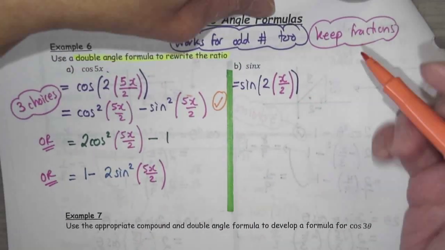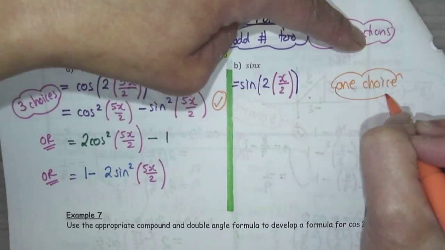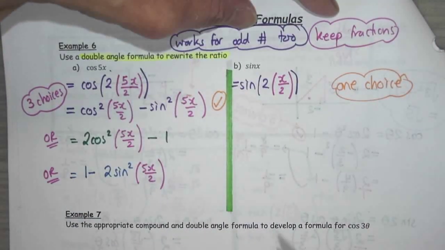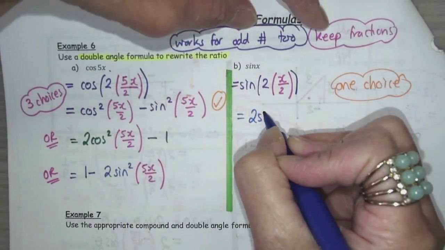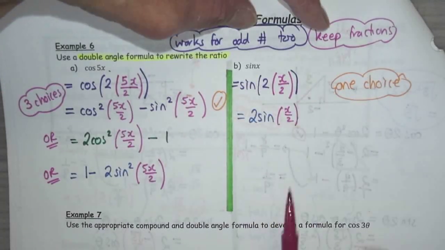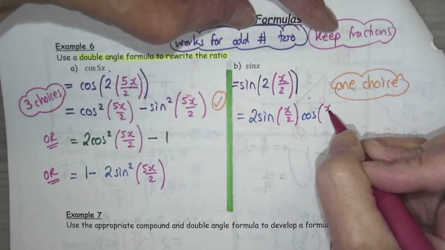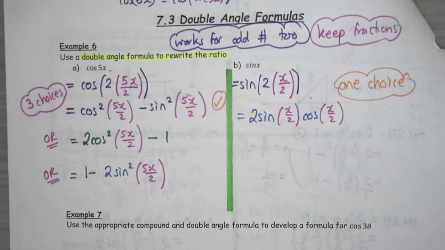So this one has one choice. There's no other choice. There's one formula for this, which would be 2 sine of x over 2, cos of x over 2. There, that's it.